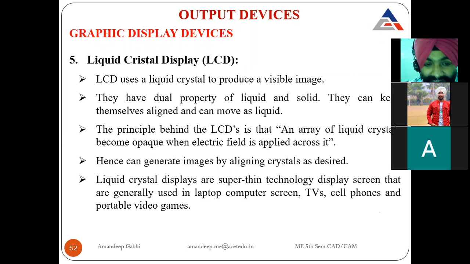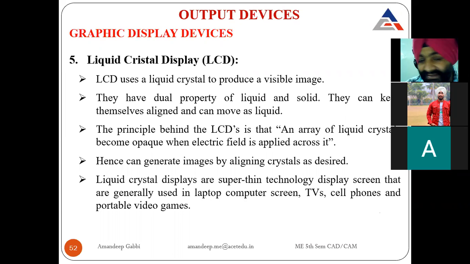So LCD is liquid crystal to produce visible images. They have a dual property of liquid as well as solid. Liquid crystal: we are talking about liquids and crystals. So they have the properties of liquids and solids. They can keep themselves aligned and can move as a liquid also. So they are crystalline in form. They can move, and they can align themselves like a solid also. So this is the principle. This is how an image is generated with the help of a liquid crystal display.